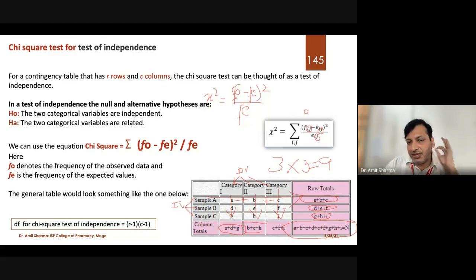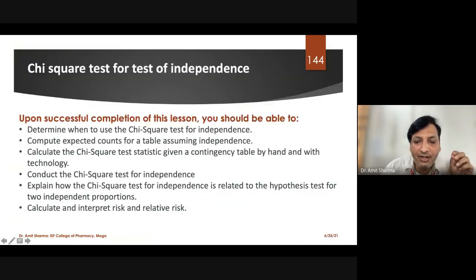So in which cases are we going to apply this particular test for independence, and what is the difference between goodness of fit and test for independence? The first difference is the difference in the degree of freedom. In goodness of fit, we are taking the degree of freedom as n minus 1.